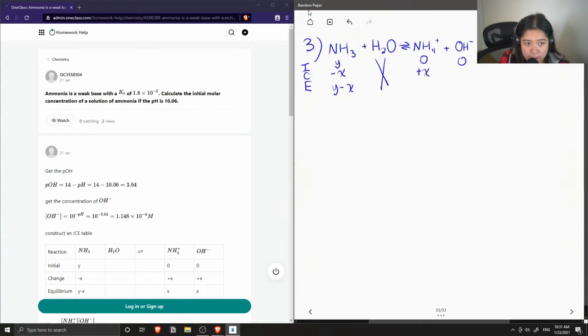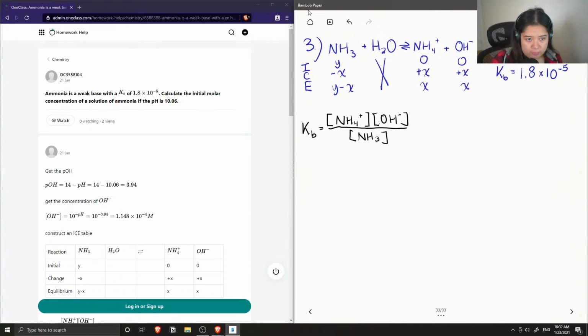And for the change in concentration, it's going to be positive X. And now at equilibrium, their concentrations are equal to X. And we were also given the Kb of this reaction. So Kb is equal to 1.8 times 10 to the negative 5. Okay, so now let's write out an expression for Kb. So Kb is equal to the concentration of our products, so NH4+ times OH-, divided by the concentration of our reactant, which was NH3, and these are all at equilibrium.